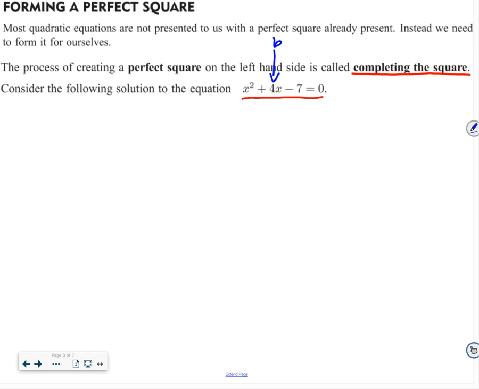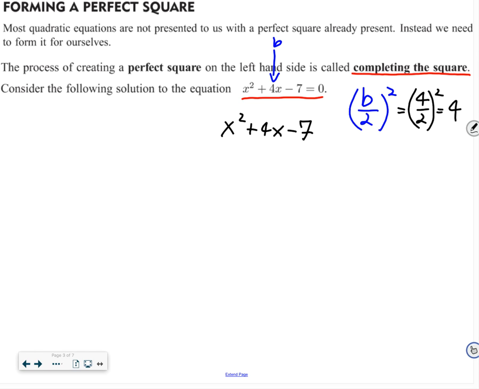So what we're always going to do is take that b value, divide by 2, and square it. And that's what's going to go on both sides. So for our example here, our b is 4. So we're going to do 4 divided by 2, squared. So 4 divided by 2 is 2. 2 squared is 4. So now I'm going to take that number and I'm going to add it. So this 4 here, I'm going to add 4 here. I'm going to add 4 to the right side as well.